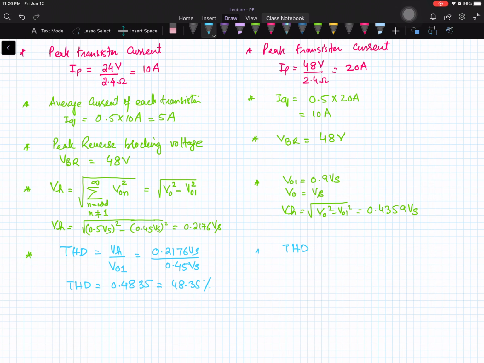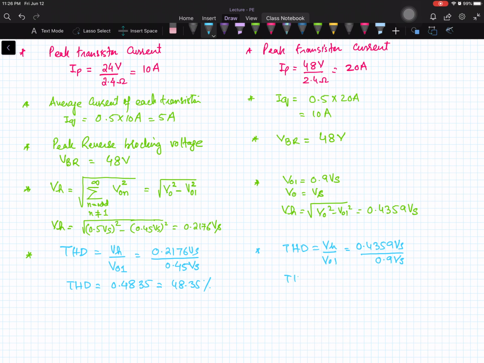Similarly, if we calculate the THD for the full bridge inverter, the expression is the same: harmonic voltage compared with the fundamental component, that is 0.4359 Vs divided by the fundamental component, which is 0.9 Vs.